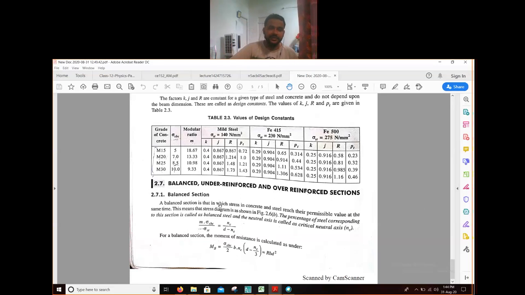So balanced section means you can read this. A balanced section is that section in which stress in concrete and steel reach their permissible value at the same time. This means that the stress diagram in 2.6b, where the percentage of steel corresponding.